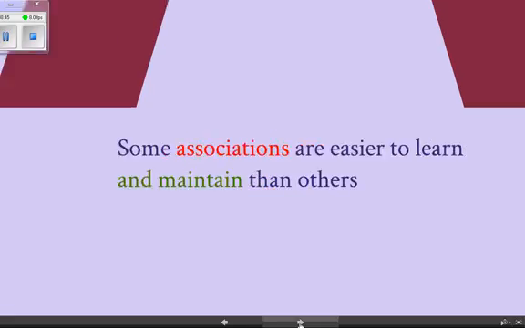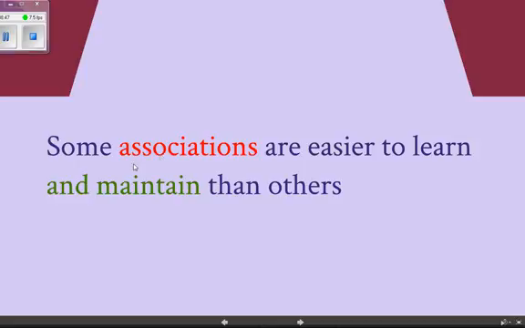The last thing I want you to remember is that some associations for some people are easier to learn and maintain in our mind than others. For example, George made that connection: late equals focus room. And he has learned that easier.